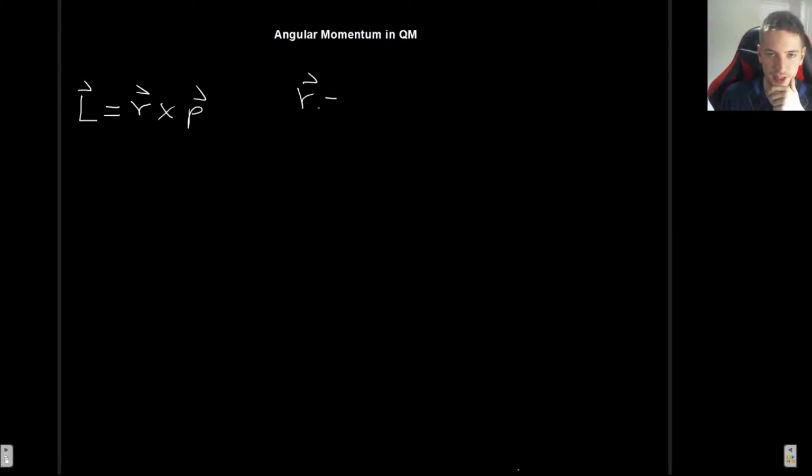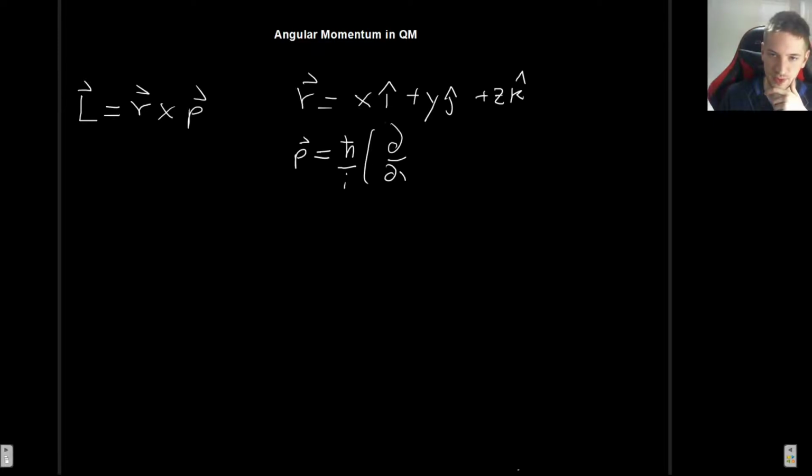If we consider Cartesian coordinates, we can just go ahead and write the position vector as x in the i hat direction, plus y in the j hat direction, plus z in the k hat direction. And the momentum, remember we are now in quantum mechanics, so we have to include this h bar over i, and this will be a factor of the partial derivative with respect to x in the i hat direction, plus the partial derivative with respect to y in the j hat direction, plus the partial derivative with respect to z in the k hat direction.